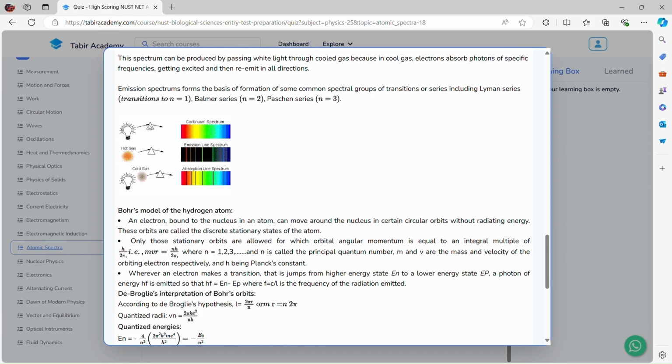You can check this out. Here there's hot gas and there's cold gas. You can see the spectra respectively.